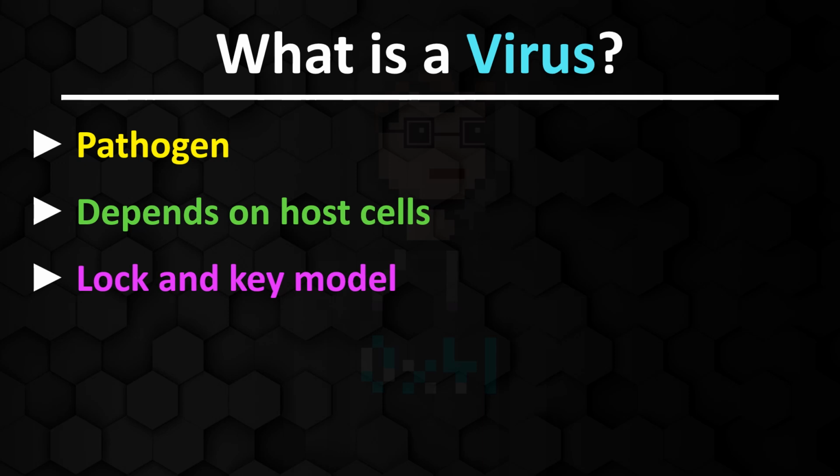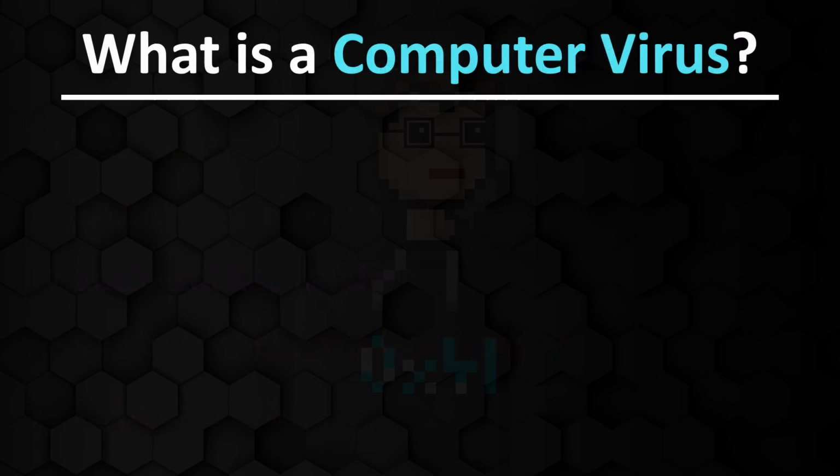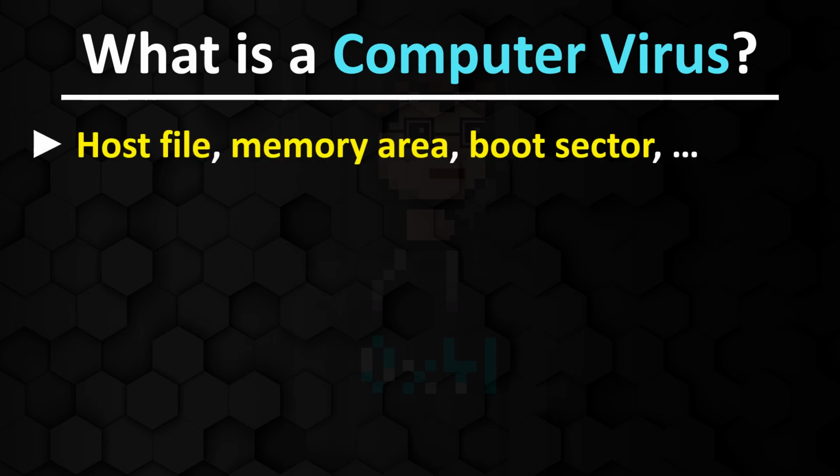Viruses lack important cell components. They are not capable of their own metabolism and only carry the genetic information in the form of DNA and RNA, which is then required for reproduction. This genetic information is injected into the host cells, which they then use to reproduce by simply making the host work for them.